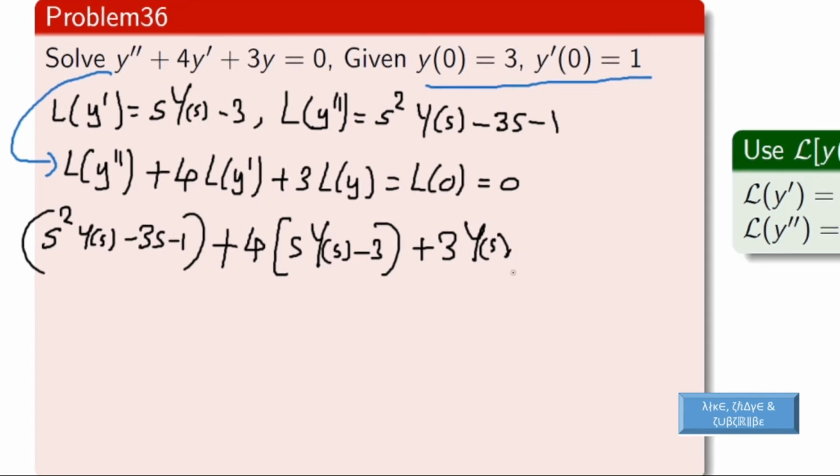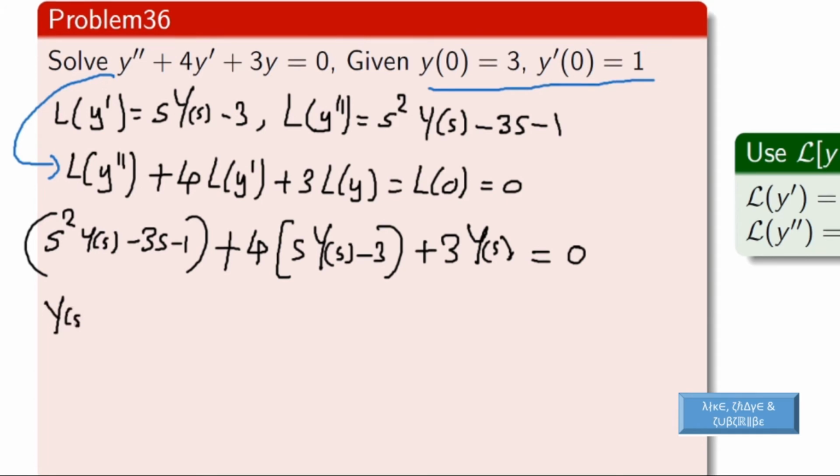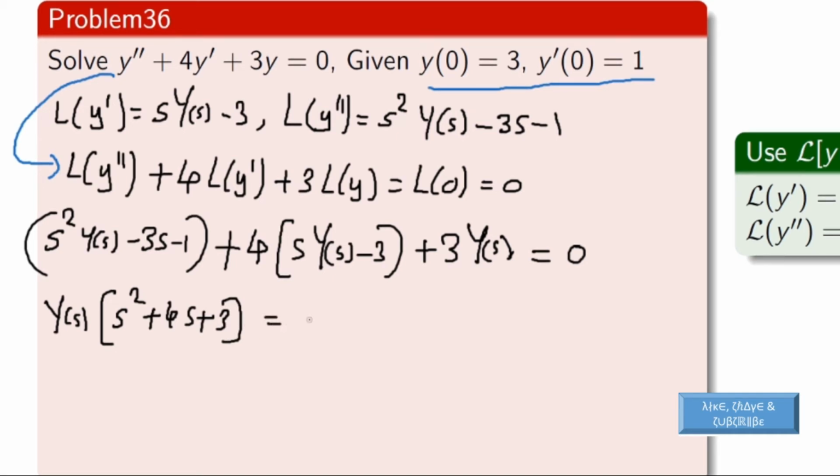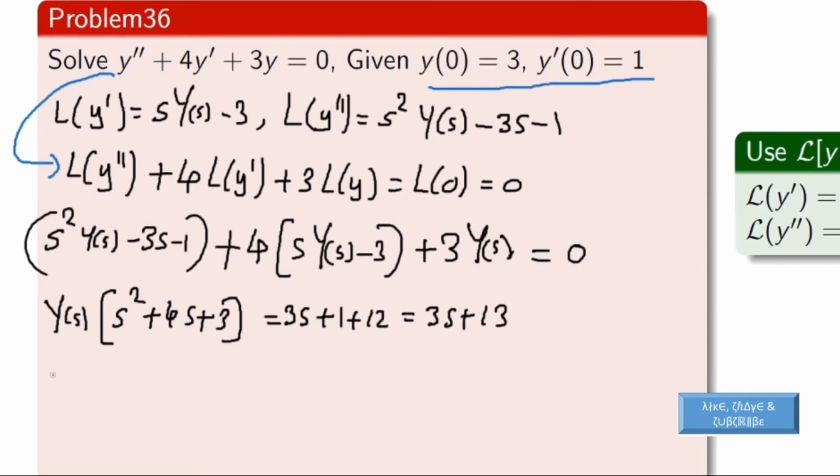Now finding out the coefficients of capital Y of s, we can obtain Y of s into s square plus 4s plus 3 is equal to, on the right hand side, 3s plus 1 plus 12, that is 3s plus 13. So you have capital Y of s equal to 3s plus 13 by s square plus 4s plus 3.